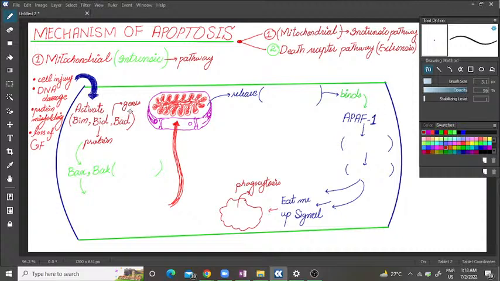What happens next? These are genes, and these then translate into proteins. Those are also called BIM protein, BID protein and BAD protein. So these proteins are then formed. After that, these BIM, BID and BAD proteins cause the activation of some other proteins, and the names of those proteins are Bax protein and BAK protein. These proteins are basically pro-apoptotic in nature.